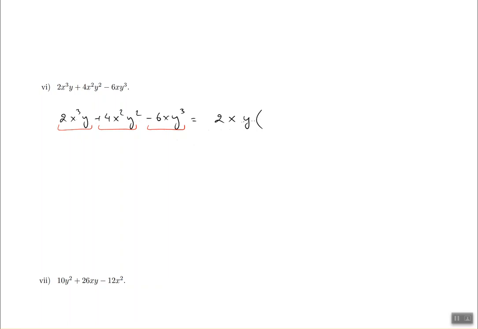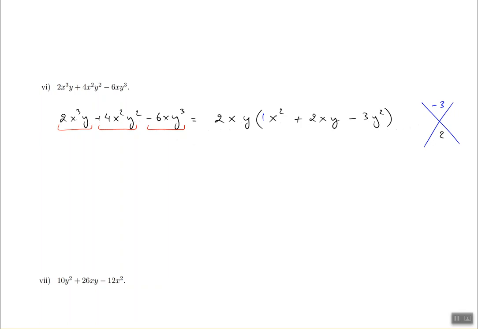Okay, so if we take away the 2xy from the first term, the leftovers are going to be just x squared. The middle term leftovers will be 2x and y. And finally, the third term will give me negative 3y squared. And again, this is a trinomial, and it has a 1 in front of the x squared. So let's try to do this little diagram. Negative 3 goes on top, and the 2 goes on the bottom.